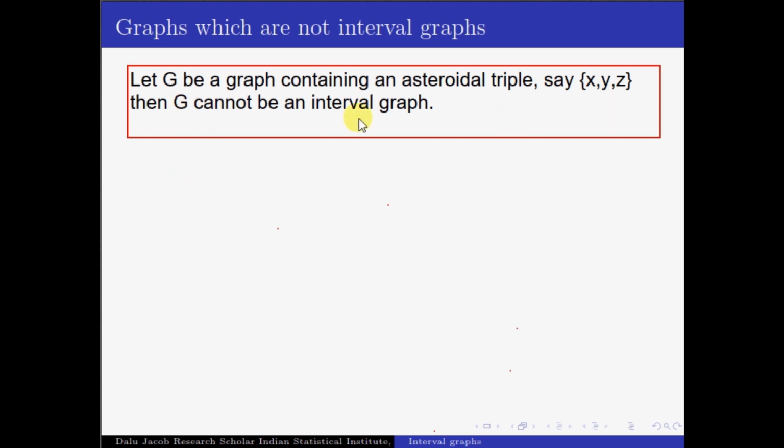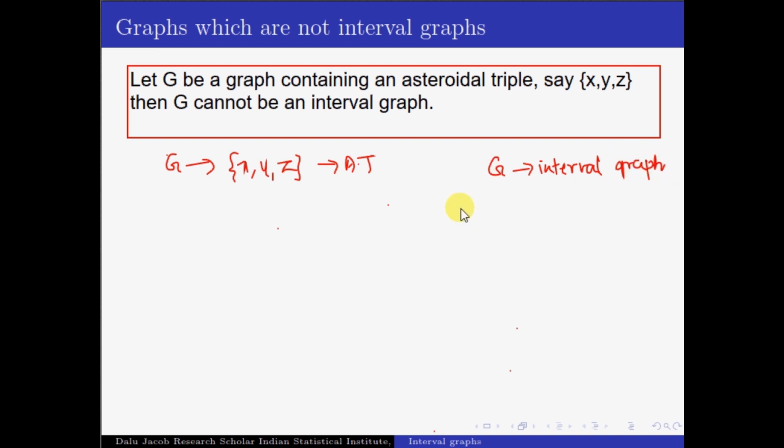In order to prove this statement, we are using the contradiction method. We know that G contains an asteroid triple x, y, z. What we have to prove is that G cannot be an interval graph. So we assume to the contrary that G is an interval graph. Then we should arrive at some contradiction. Let us see how we can arrive at a contradiction.